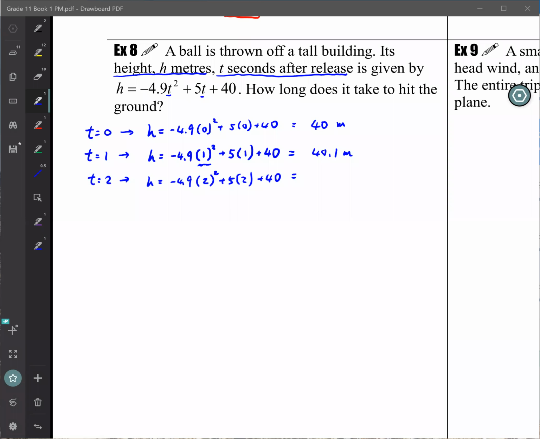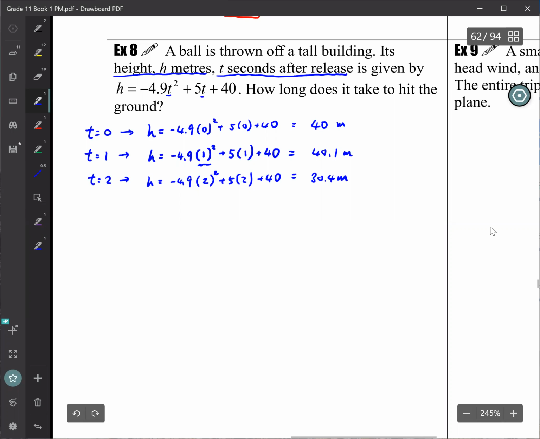Okay, can I have Ivy? What's your answer? I got 30.4. Okay, 30.4. How about Chris? What do you have? Huh? I can't hear you. 30.4. Okay. All right. So 30.4. So looks like it's dropping down, right?